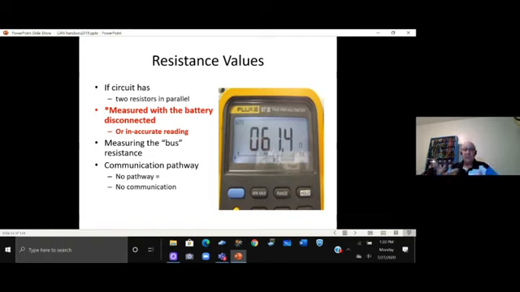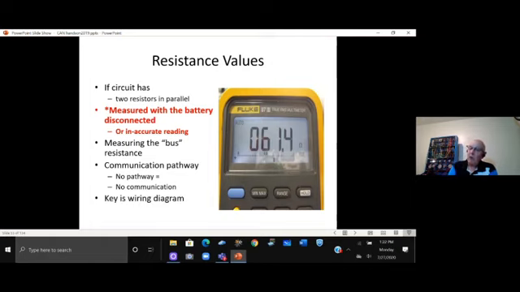Now, does this multimeter reading here of 61.4 ohms mean the system is going to work? No. Does it mean the system might work? Yes. If we have 0 ohms here, or infinity, I can guarantee you the system's not going to work. With 61.4 ohms, we're in the ballpark. There is a pathway there, and that pathway should, in fact, allow communication to occur.